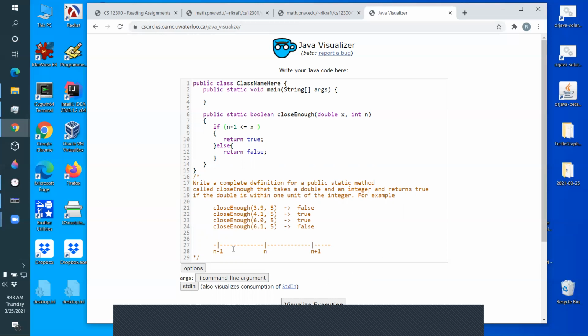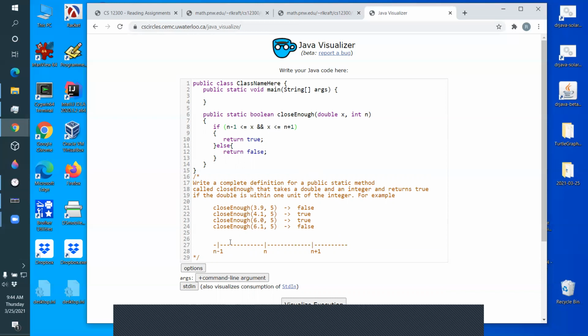So x is greater than n minus 1, and x greater than n minus 1 means I'm to the right of n minus 1, but I want to also be to the left of n plus 1. I'm sorry, I wrote the wrong symbol. So x is greater than n minus 1, and x needs to be less than or equal to n plus 1. So the picture gives me a sense of what to do.